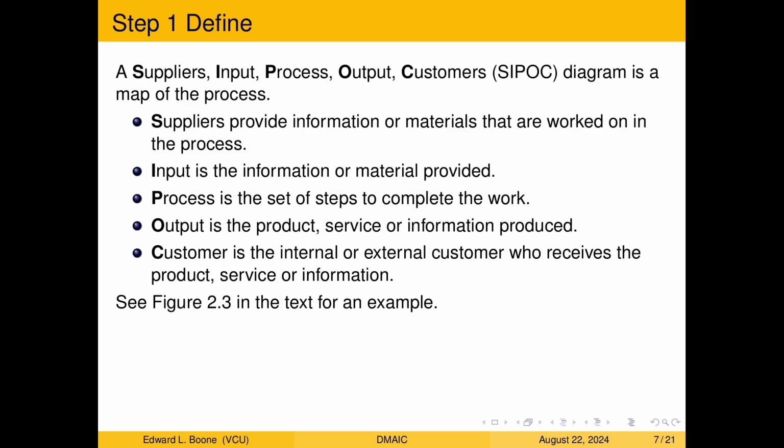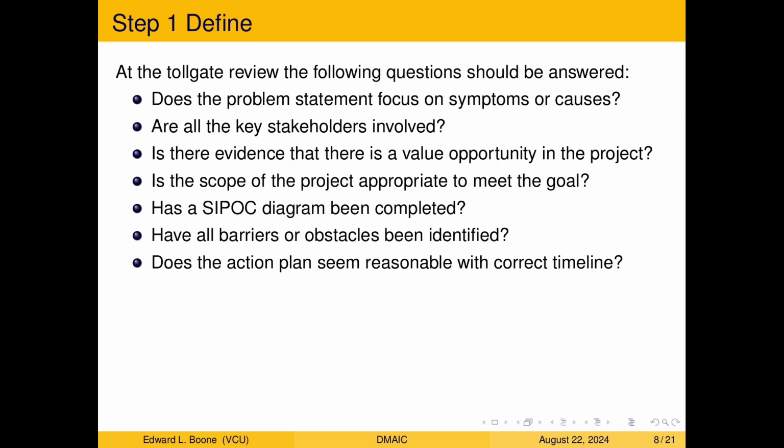So here the suppliers are the people who provide information or materials that are worked on in the process. Input is the information or material provided. Process is the set of steps to complete the work. The output is the product, service, or information produced, and the customer can be internal or external who receives this product or information. Okay, and you want to list all these people out so that you can see where everything's coming from and where everything's going to.